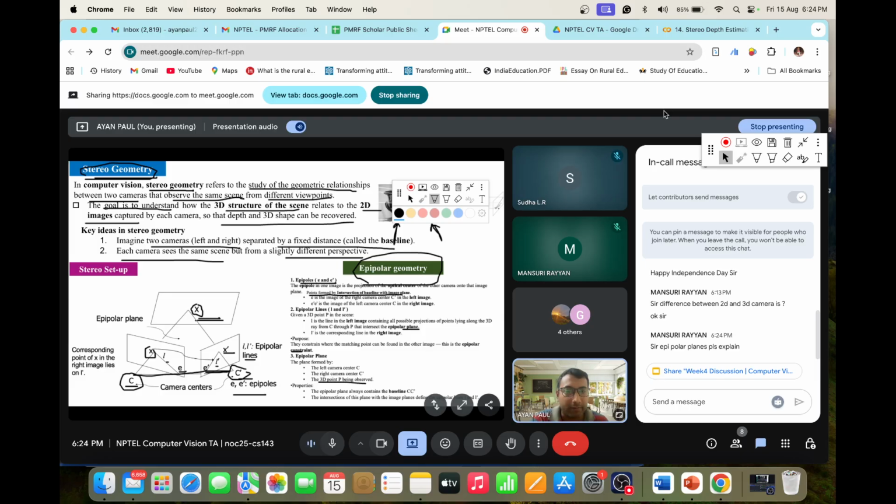Yeah, the epipolar plane is nothing but a plane formed by connecting three points. What are the three points? One is your real scene point, that is capital X. You can see here capital X, that is the point at the top. That point and the two camera centers: one is the left camera center, that is C, and the other is the right camera center, that is C dash. So the plane formed by X, C and C dash is the epipolar plane.